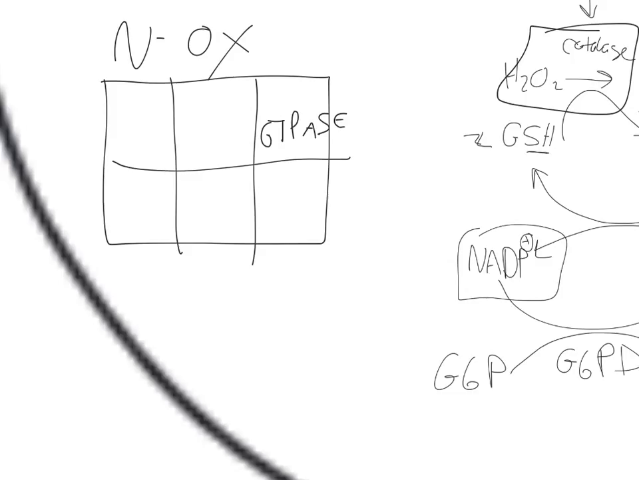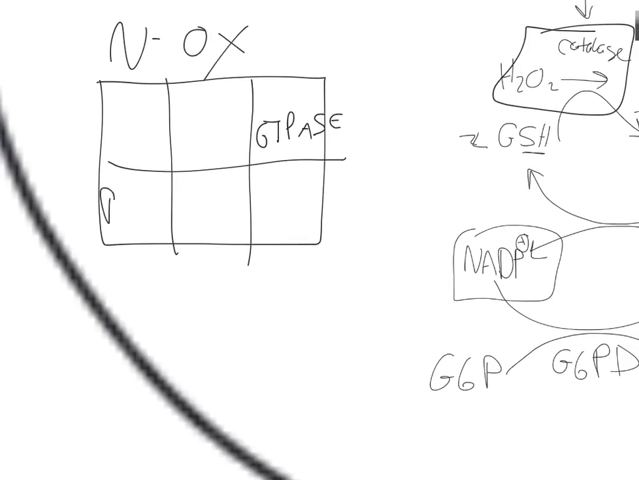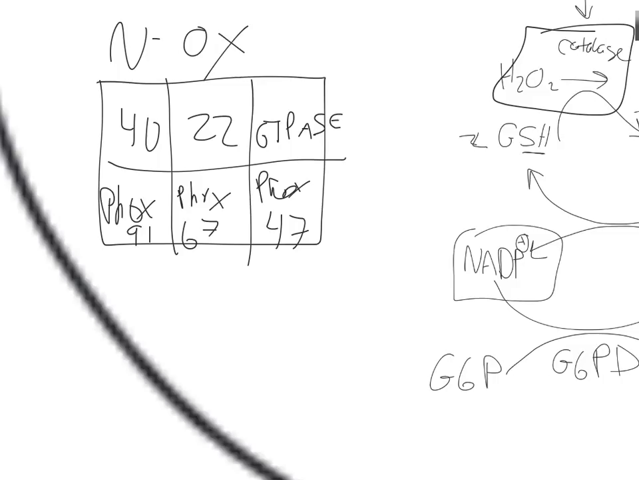Now the rest of these are the PHOX enzymes. PHOX stands for phagocyte oxidase. So PHOX, we've got PHOX91, we've got PHOX67, we've got phagocyte oxidase 47, we've got 40, and we've got 22. Now this particular phagocyte oxidase, this particular one, is found on the X chromosome. These two are found on autosomes.